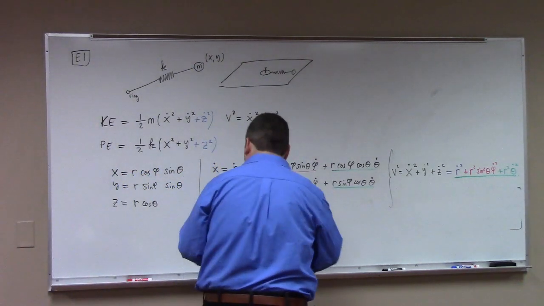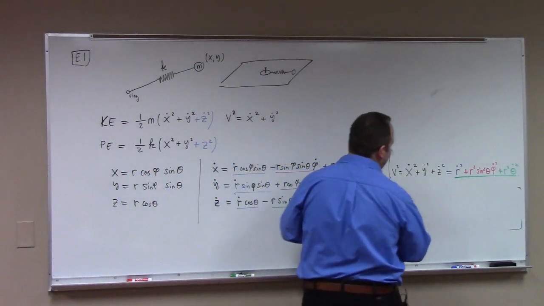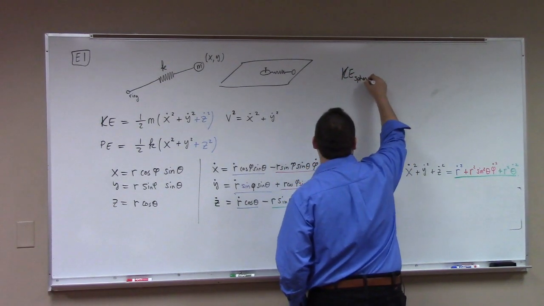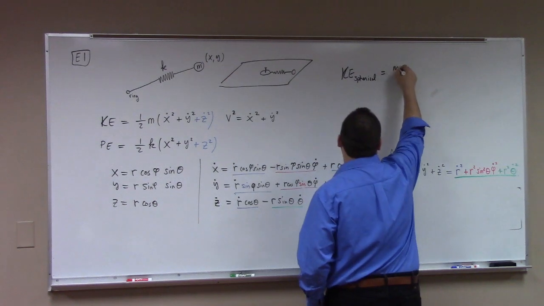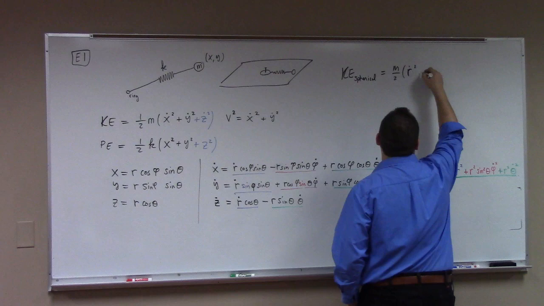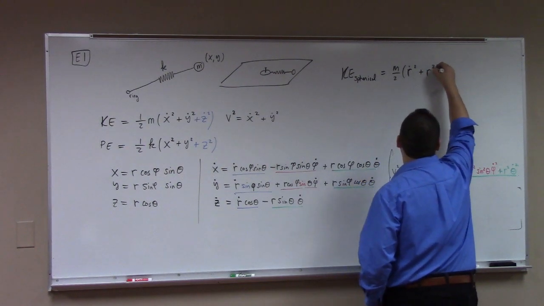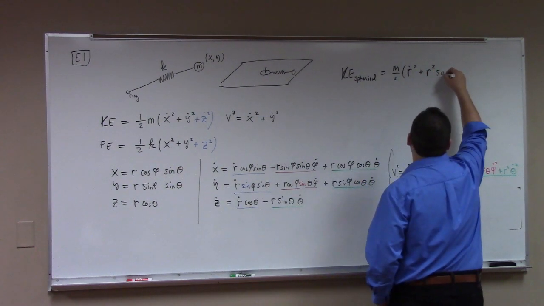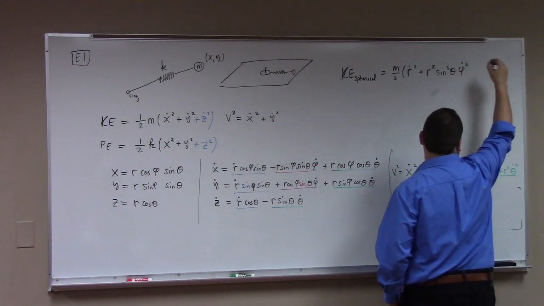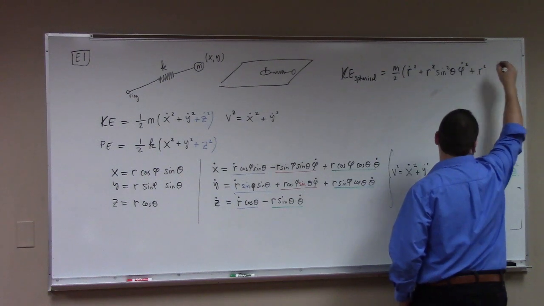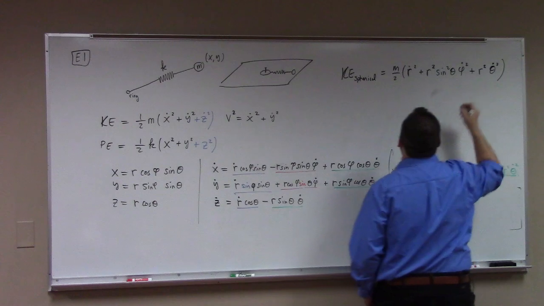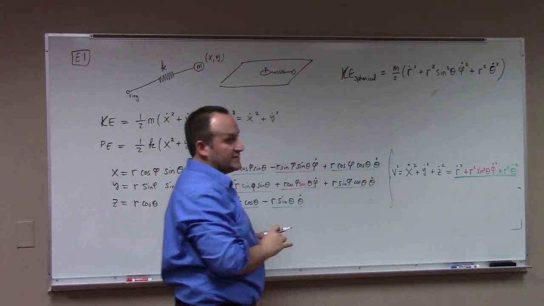Anyway, long story short, the kinetic energy in sphericals, physics sphericals, is m/2 r dot squared plus r squared sine squared theta phi dot squared plus r squared theta dot squared. There you go. That's the kinetic energy in spherical coordinates.